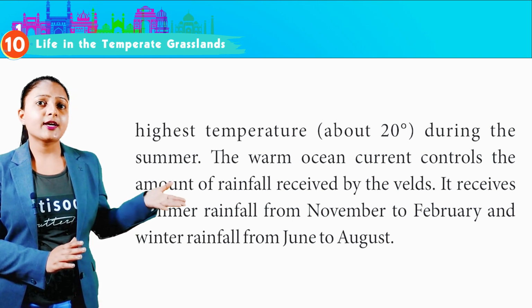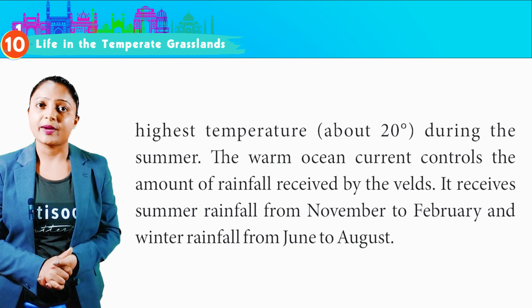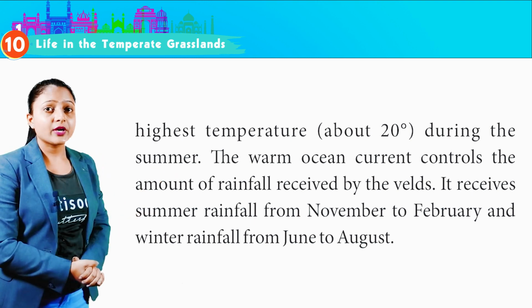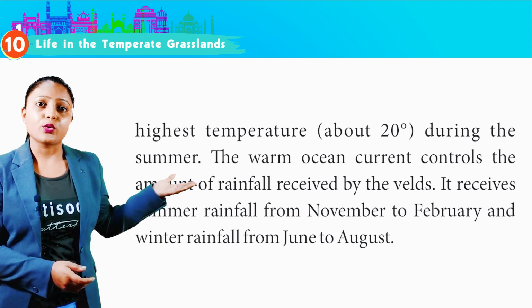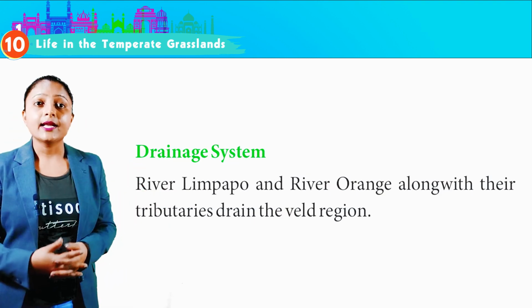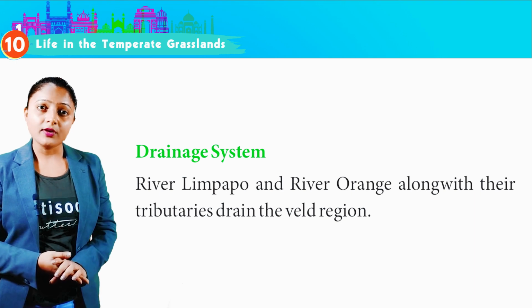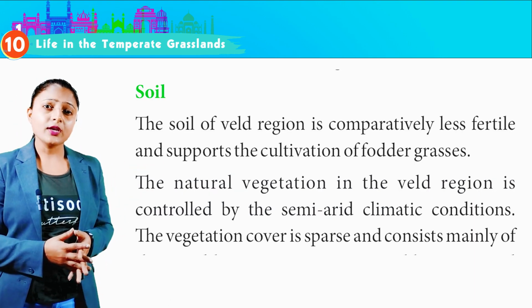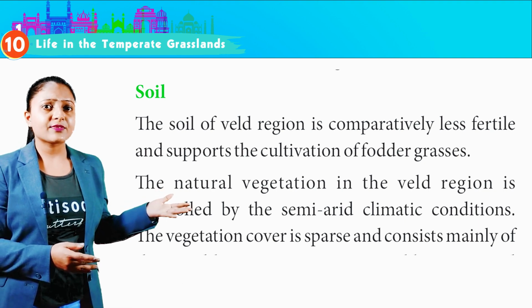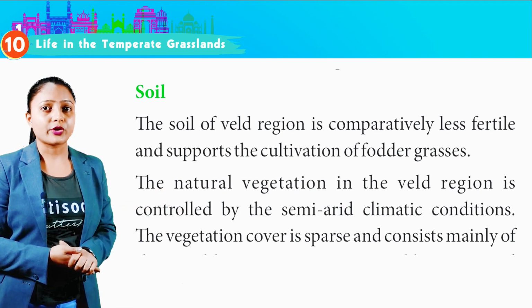The warm ocean current controls the amount of rainfall received by the Velds. It receives summer rainfall from November to February and winter rainfall from June to August. Drainage system. River Limpopo and River Orange along with their tributaries drain the Veld region. Soil. The soil of the Veld region is comparatively less fertile and supports the cultivation of fodder grasses.